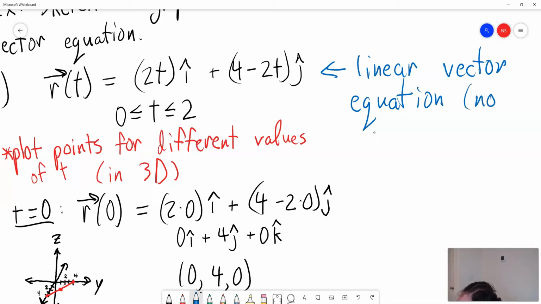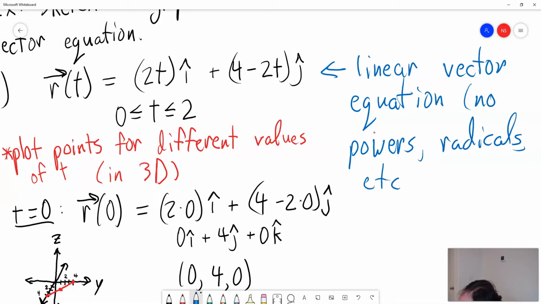Okay, so this one has no powers, radicals, etc. So it just has t. It's just a function of t, but it doesn't have anything else going on, so it's linear. And because it's linear, the word linear means that the shape is going to be a line. So that's how I knew it was going to be a line, just by looking at it.